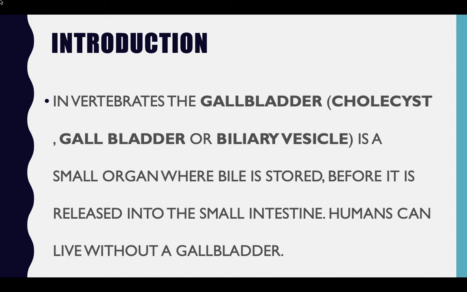In vertebrates, the gallbladder is a small organ where bile is stored before it is released into the small intestine. Humans can live without a gallbladder. Of course, you might have heard that some of your family members have gone through a surgery called cholecystectomy, where the gallbladder is removed because it might have got infected or there might be a stone present inside it. The gallbladder is also known as cholecyst or biliary vesicle.